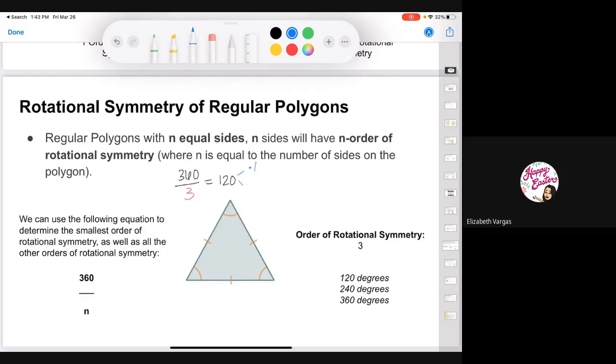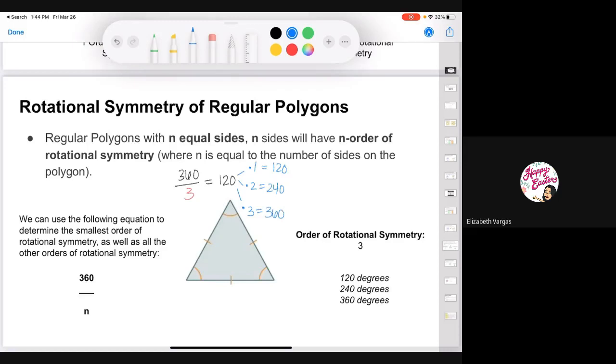So I have 1 side, 2 sides, I have 3 sides in my triangle. And so because of that, I have 3 orders of rotational symmetry, and this is going to tell me what exactly those orders are. So 120 times 1, 120. 120 times 2, 240. 120 times 3, 360.